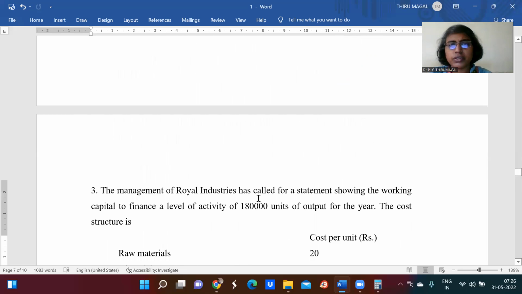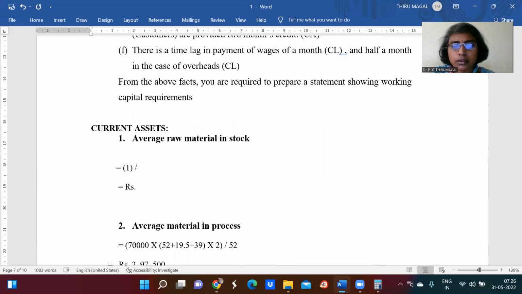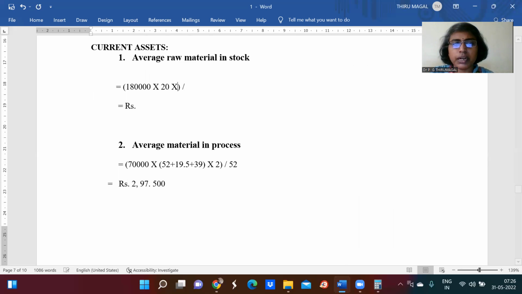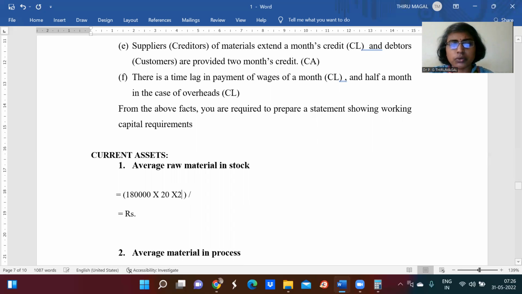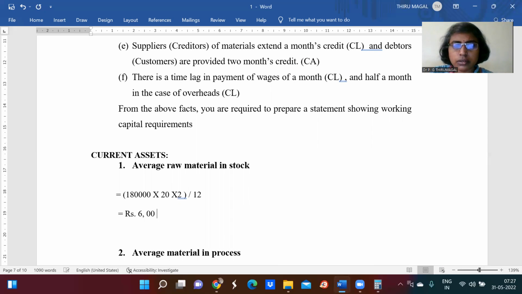So now what we have to do is, first, as usual, the number of units, how much? 1,80,000. So this 1,80,000 should be multiplied with, if it is a raw material, you need to multiply with raw material cost per unit 20, and that should be multiplied again with how many months or weeks given. Raw material 2 months is given. So multiplied with the 2. Since I'm using the months, I'm going to use the total number of months in a year. So if you simplify this one, 1,80,000 multiplied with 20 multiplied with 2, the whole divided by 12 comes around 6 lakhs. The total value of raw material in stock is 6 lakh.